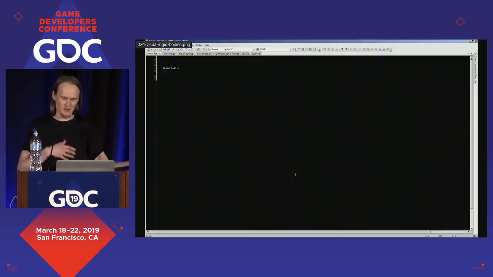So after I was done with Bloody Zombies, which was kind of a quick game, I made Crayon Physics, and then after that, I was interested in whether I could add rigid bodies to this simulation. And I was using Visual Studio C++ 2008.